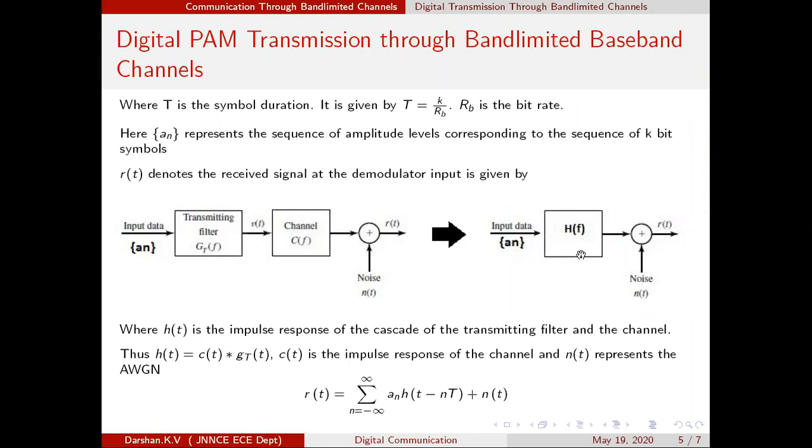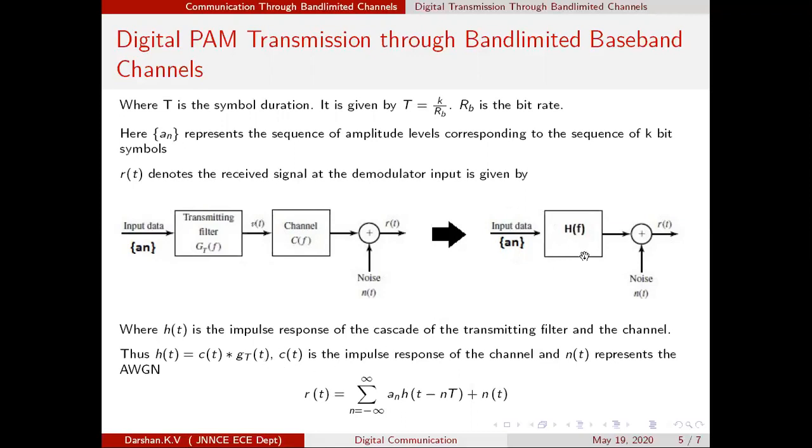Or in the frequency response, it is H of f. What does H of f equal? G_T of f into C of f. In the time domain, if you want to express it, h of t is equal to g_T of t convolved with c of t. That's what you have to remember. Here h of t has not been written, but you are supposed to understand it. This block has the frequency response or transfer function H of f, so the impulse response would be h of t.